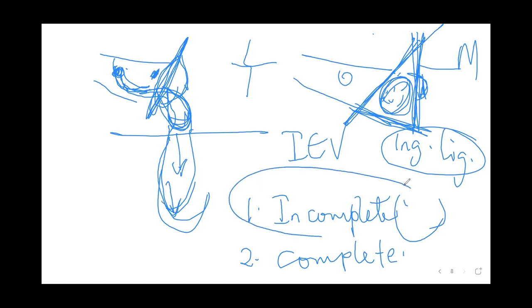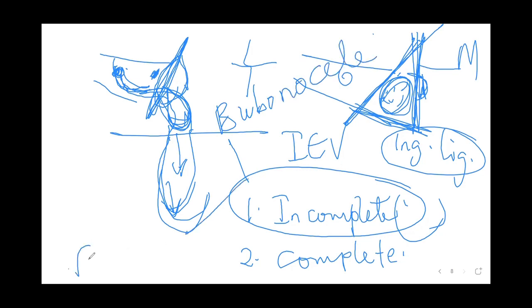That is an incomplete indirect inguinal hernia. And there are two types of incomplete indirect inguinal hernia. If you have any question later, you will ask me. It could be bubonocele or funicular hernia. When you say bubonocele, it enters the inguinal canal through the deep ring, so the hernial sac is within the inguinal canal. When you say funicular hernia, it has come out of the external ring. However, it has not descended down to the scrotum. That is called a funicular hernia.